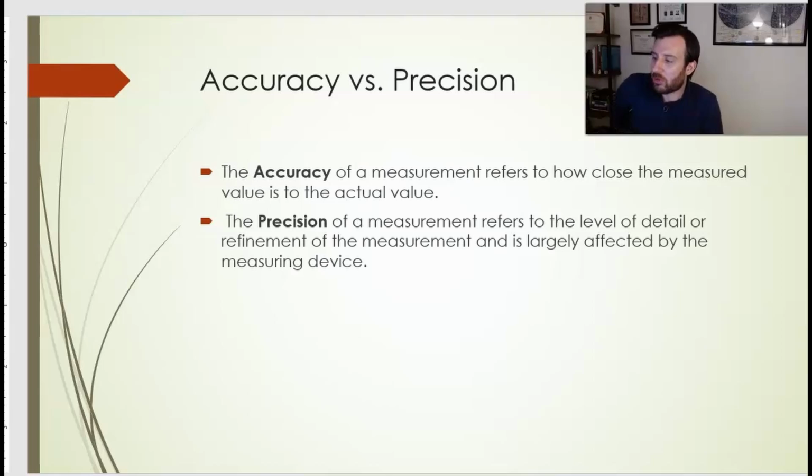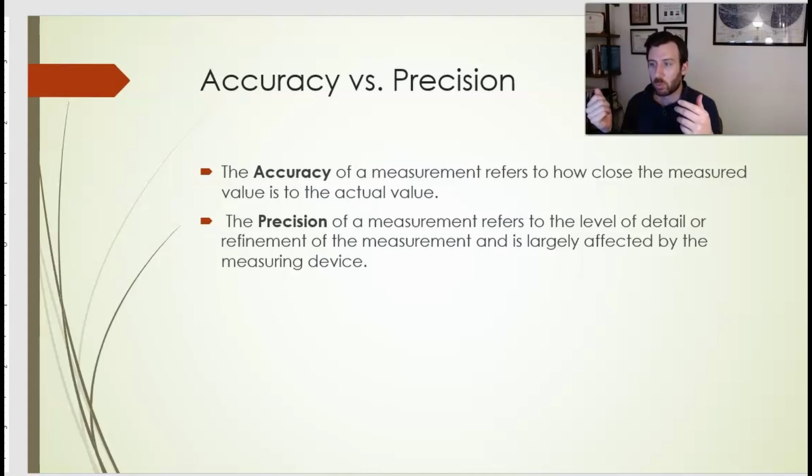Now, the other terminology I want to introduce you to, just so that it helps out with our dialogue, is the difference between accuracy and precision. Accuracy is referring to how close a measured value is to its true value. So accuracy is how close to truth we are.